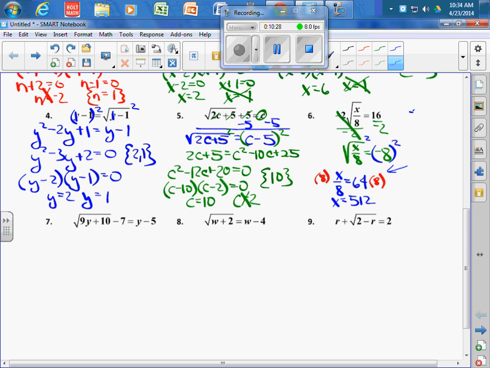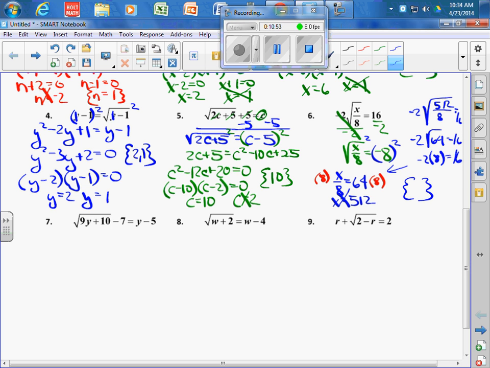Does that work? Negative 2 times the square root of 512 over 8 should be equal to 16. We have negative 2 times the square root of 64 is equal to 16. Negative 2 times 8 is positive 16, so that doesn't work, so this one is no solution.